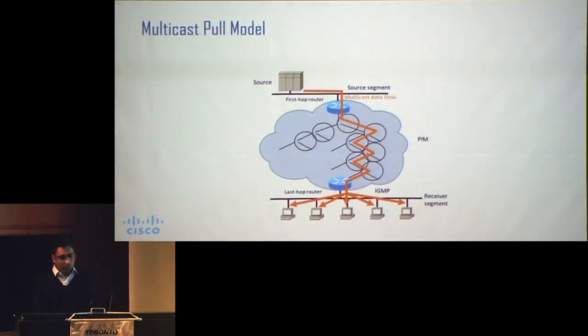So basically, multicast works in a pull model, as I said. The way it works is you receive an IGMP join from a receiver, it goes to the leaf, then the leaf will send a PIM join upstream all the way to the first hop router where the source is connected. It basically takes a path along the way to reach the source, and that is the exact same path that, when the source starts sending traffic, it will take to actually reach the receiver.